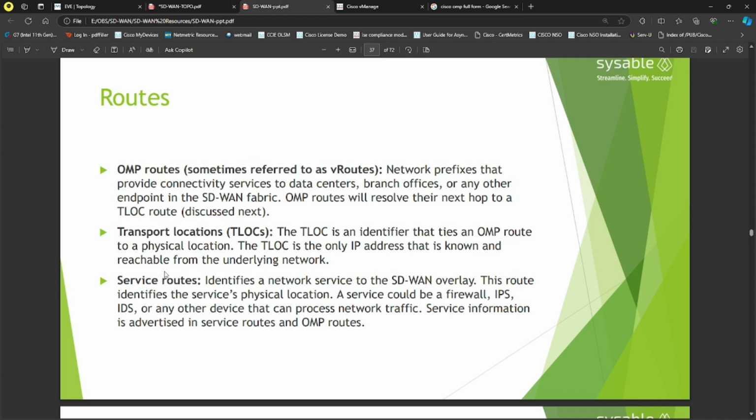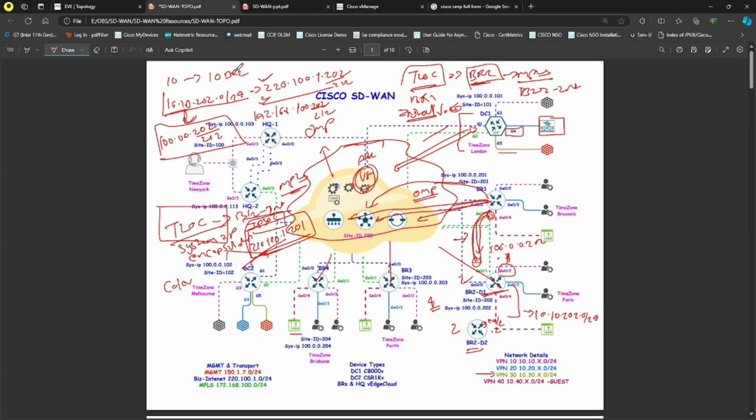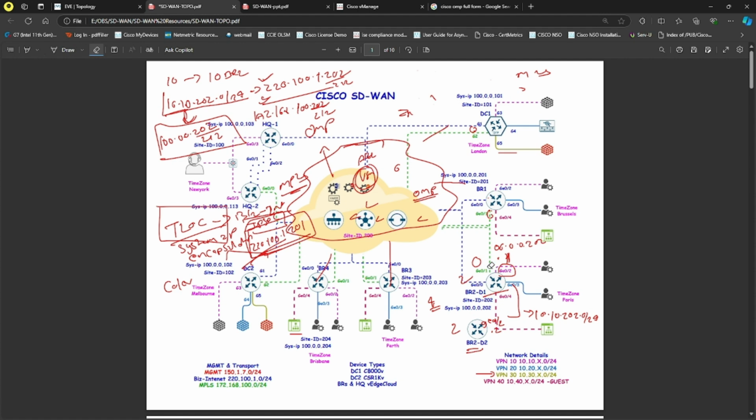Now coming to the service routes. Service routes are identified as an SD-WAN overlay. These routes identify the service's physical location. For example, if you remember, we already had a discussion about placing a service between branch 1 and branch 2, so that traffic should not go directly but via the firewall. My requirement is that whenever branch 1 is trying to communicate with branch 2, it should go to data center 1, go to the firewall, inspect the traffic and go back to branch 2. So this is a service provided by data center 1.